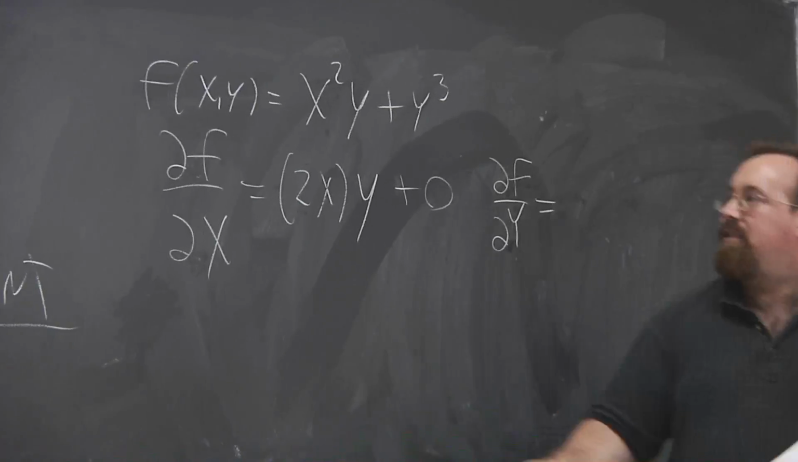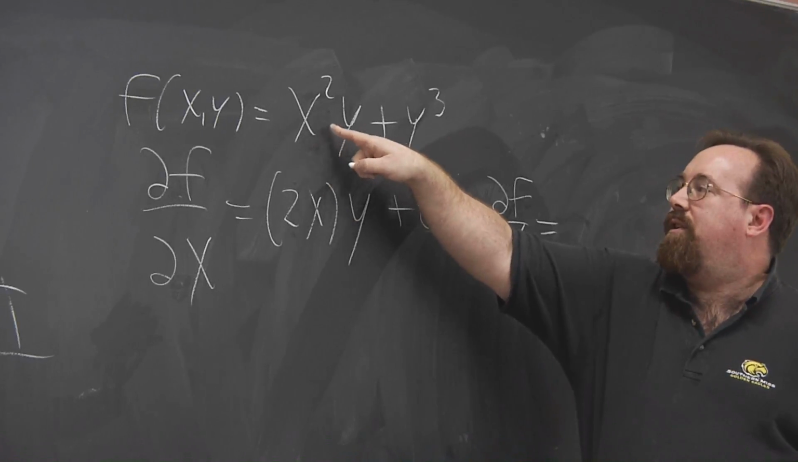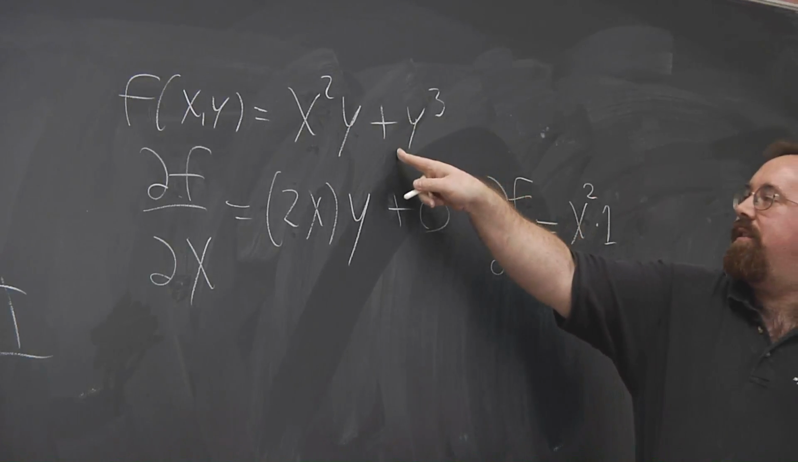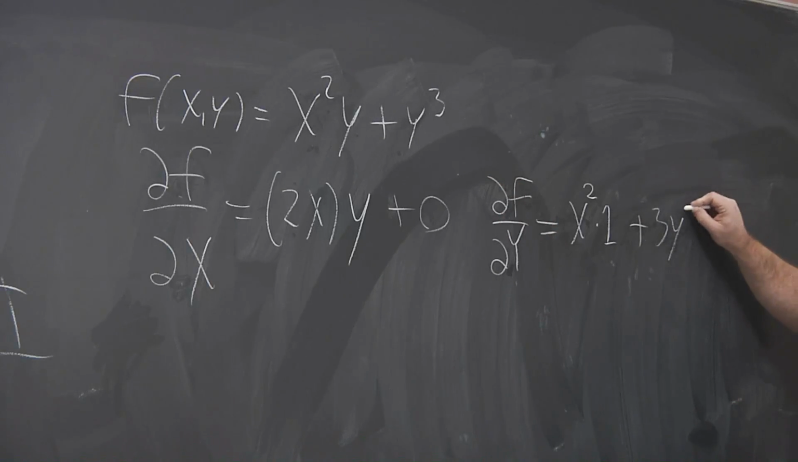And then df dy. Now we treat x as a constant, so we keep this part, x squared, and then differentiate y with respect to y, and that's just going to give us 1. And then here this is just a function of y, so we differentiate that in the usual way.